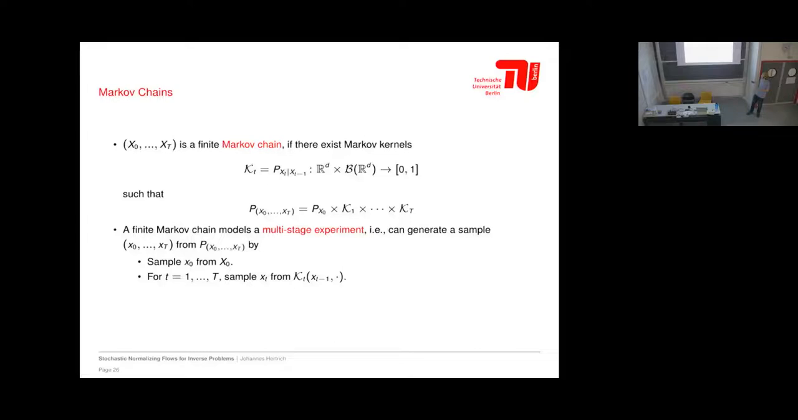If we find Markov kernels such that the joint distribution of all of our random variables decomposes into the distribution of the first random variable and several of these Markov kernels. So a finite Markov chain is kind of a multi-stage experiment, which means we first sample the random variable x0 from our first distribution, and then we always use the sample x_{t-1} to select the probability measure to sample the next element from our Markov chain.